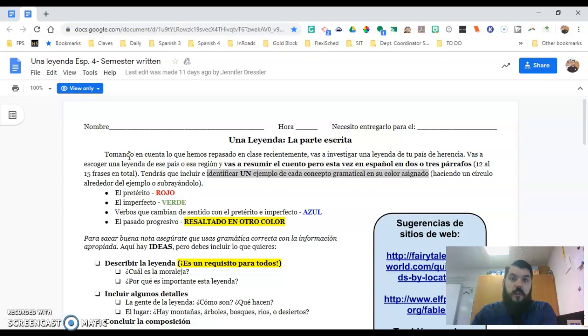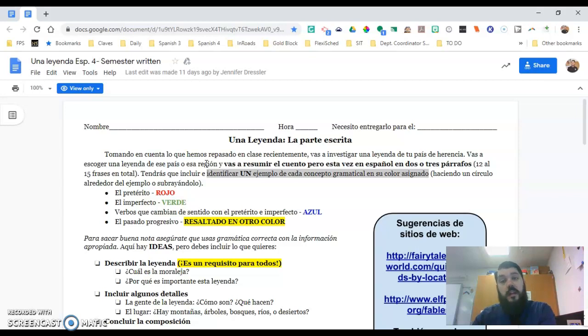So if you're from Brazil, if your family's from Brazil, you would look up a Brazilian legend. Or if your family's from China, you'd look up a Chinese legend. You're going to choose a legend of that country or region, because that might be really hard. So maybe it's just Europe. And you're going to summarize that story, but this time in Spanish.